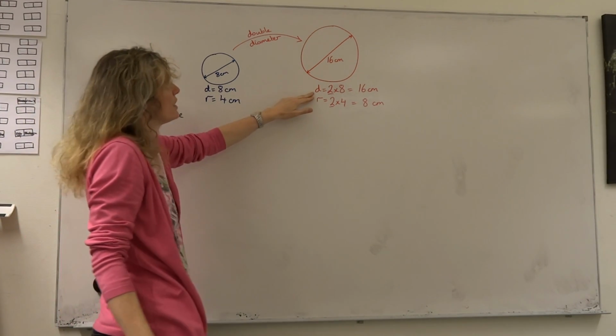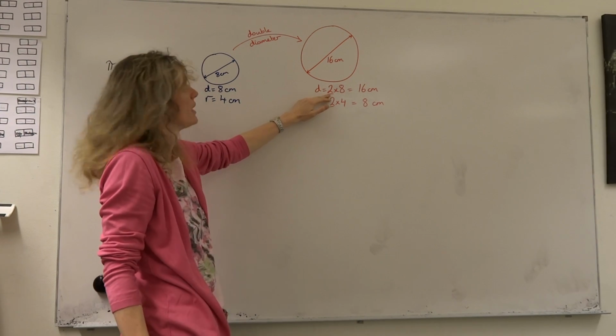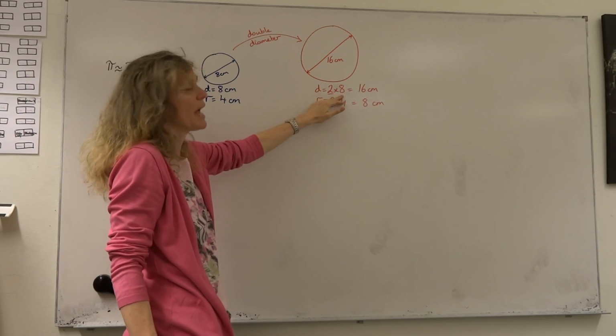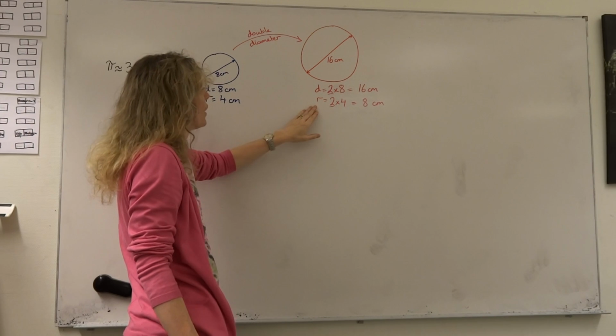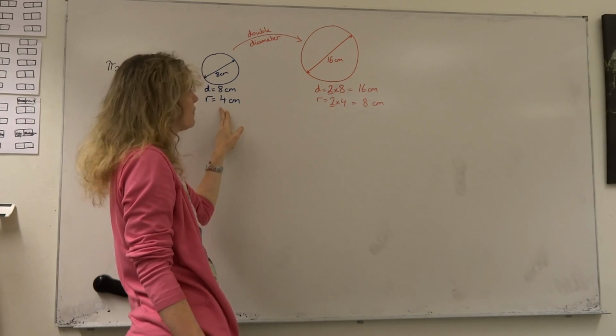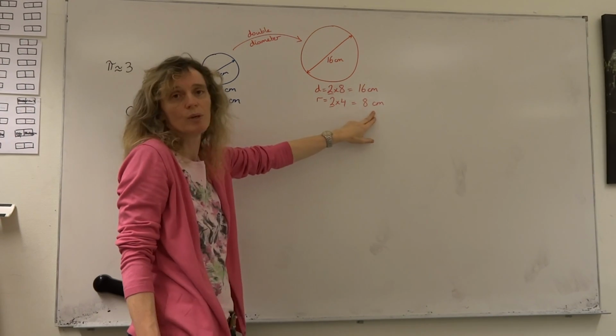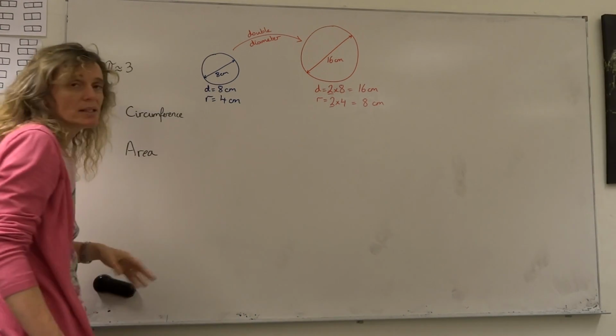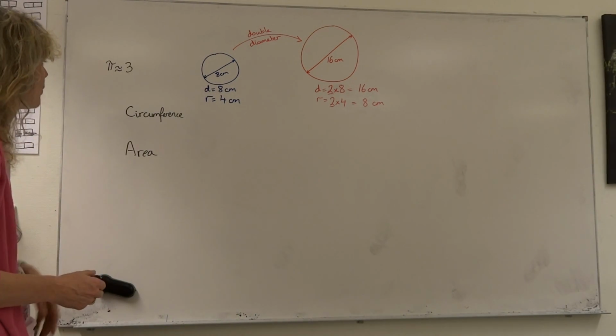The diameter of this circle is double, so it can be thought of as being 2 times 8, which we know is 16. The radius is double the radius of this circle, 2 times 4, which we know is 8. What effect does that have on circumference and area?